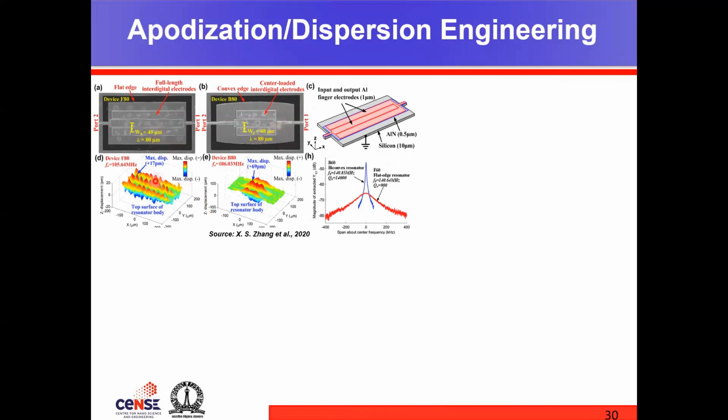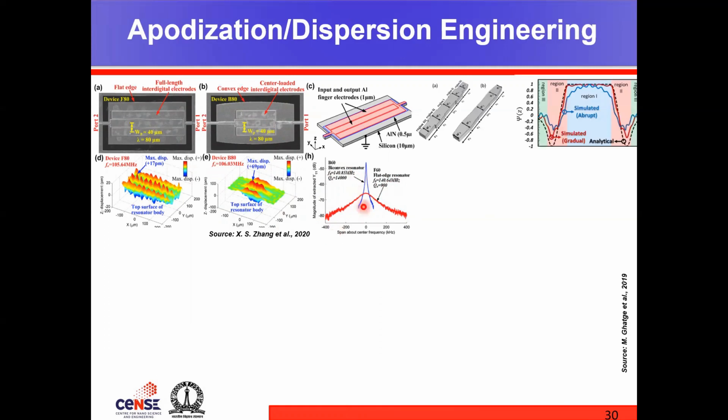As can be seen from the displacement FEM, the regular geometry has larger displacement in the periphery, while the engineered geometry has close to zero displacement across the periphery, which means that the anchor loss is lesser for this particular design, and hence the quality factor is also much higher. So for the traditional design, the Q is 900, whereas for the engineered device, it is 14,000.